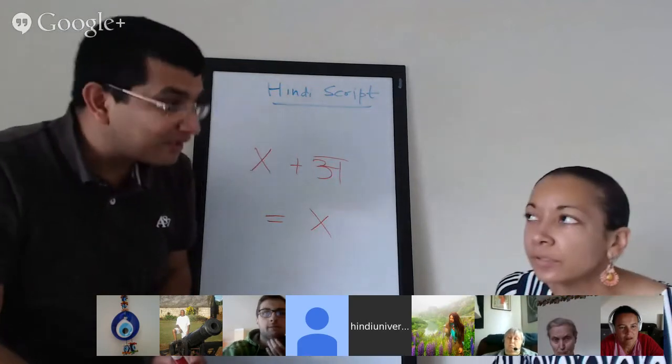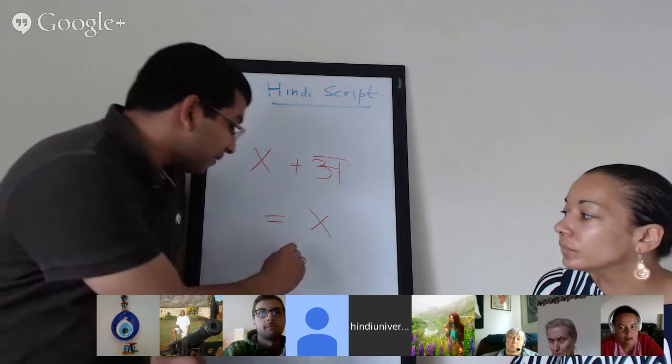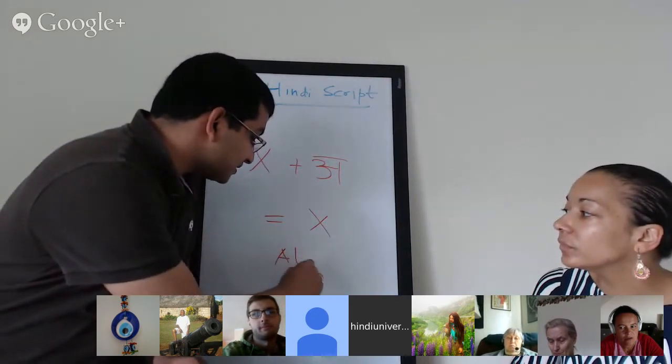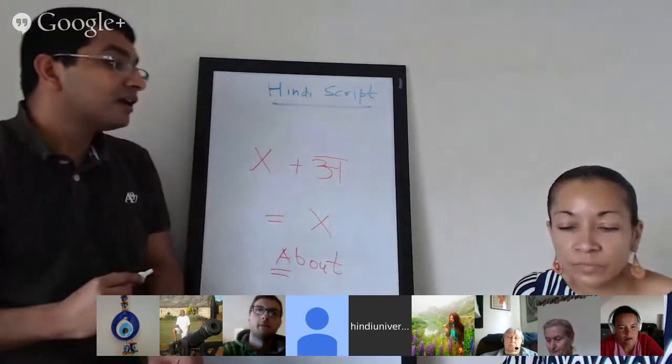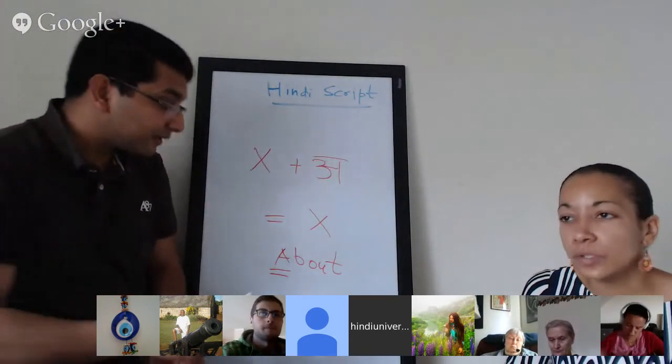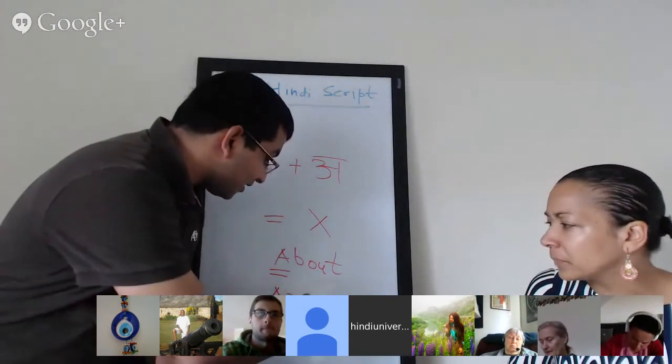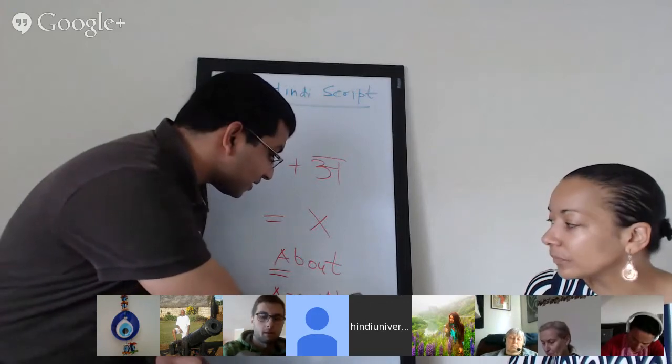So we have about, right? It's a very good example. About has a sound in it. Around. Ago. Did you say ago? Ago, yeah. Around is another one where you have that sound in it.